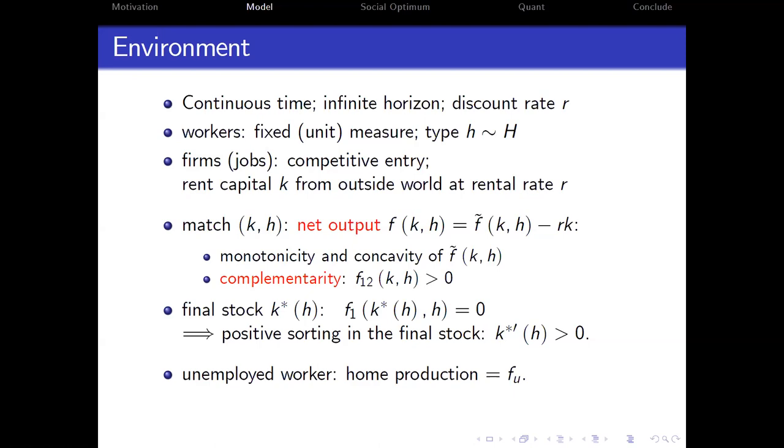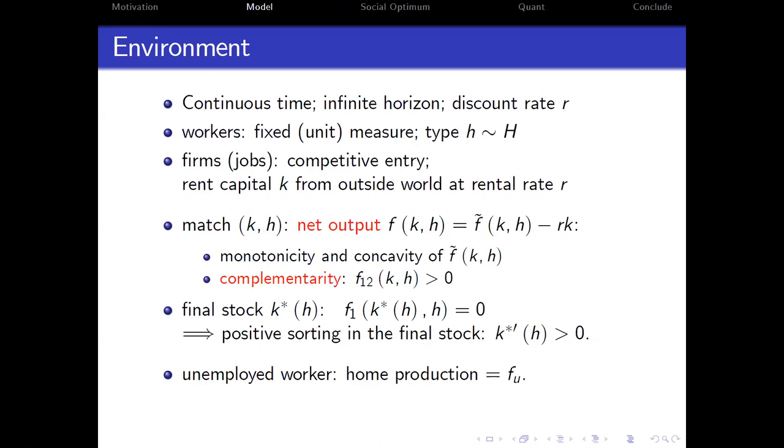So if you really look at this environment and say, okay, suppose there's no matching friction at all, what is the final capital stock working with a particular scale H? Well, that's just equating the marginal productivity of capital to the rental rate. That is, the derivative of this F to K should be zero. And then you solve for the K star. I mean, complementarity is going to imply that the K star is a strictly increasing function of H. There you get a positive sorting in the final outcome. So that's what I said, the final outcome is actually very simple.